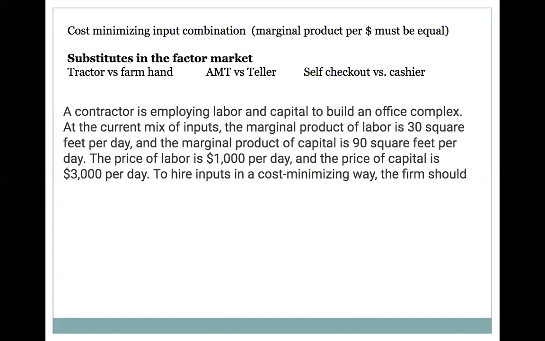To hire inputs, what should they do? Should they hire more workers, or should they hire more capital? What's this business to do? I want you to pause the video. I want you to set the problem up, and I want you to solve it. It's very much like what we did earlier this week with optimal consumption bundles, where we figured out utility per dollar, satisfaction per dollar of the two different products. Here, I want you to calculate productivity per dollar, the marginal product of each input per dollar, and figure out whether they ought to go the labor route or the capital route.